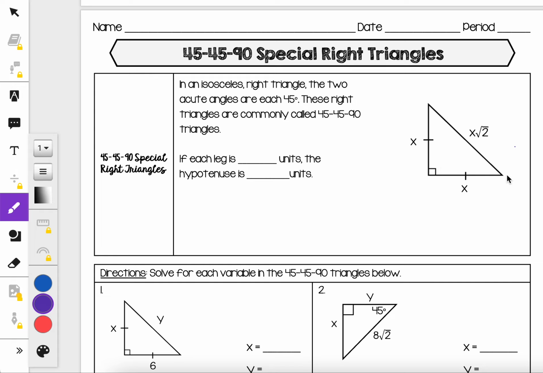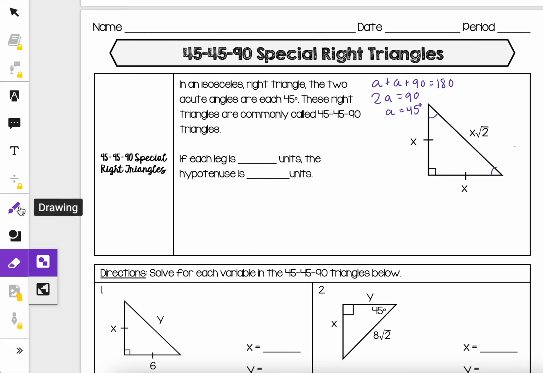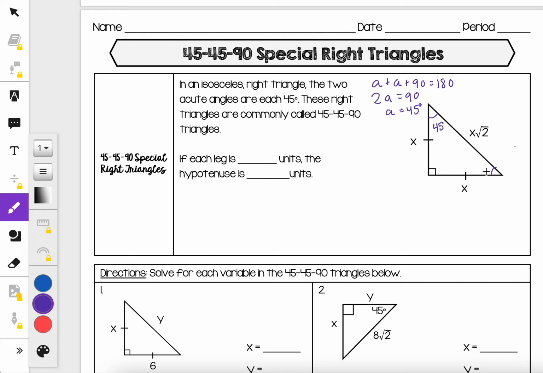And because this is an isosceles right triangle, we know that the two base angles are going to be congruent. All right, I'm going to label these angles A. So if I wanted to solve for the measure of angle A here, A plus A plus 90 is going to equal 180 degrees. And if I solve this here, 2A equals 90 degrees. Each of these angles is 45 degrees. Okay, so that's how we get this 45, 45, 90 triangle. These are referencing the angles of that right triangle.